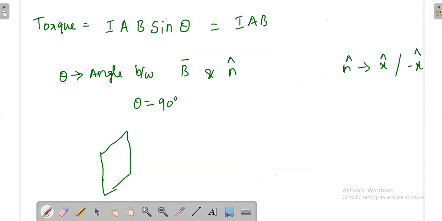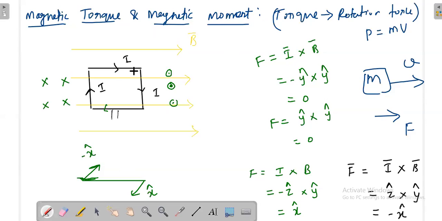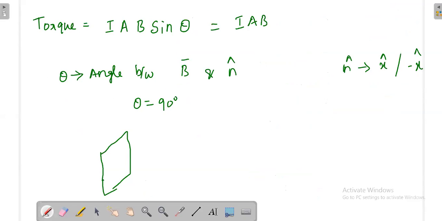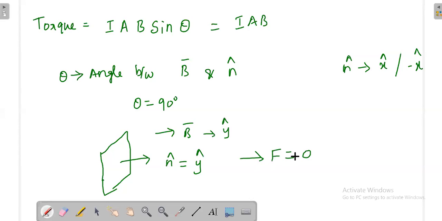Whatever is available like this will become like this after 90 degrees. Then what is the n cap direction? The n cap direction is y cap. Now your magnetic field is also in the y cap direction. Now what is the force? The force is 0 because theta is 0, as per the formula.